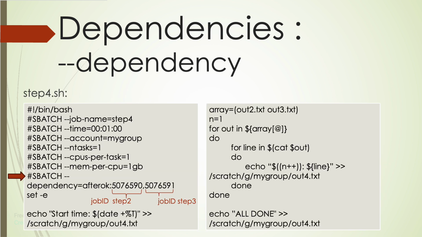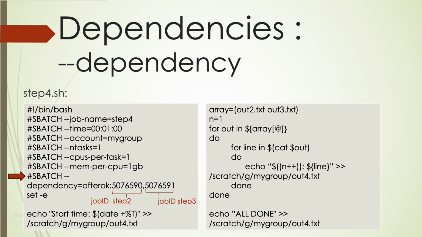This is the content of step 4. In the left, we have the first part of the script, and to the right, the second part. As none of the previous jobs are expected to fail, this one should start running as soon as both previous jobs finish running and should also complete successfully. This script just prints all the lines from the output files of step 2 and step 3.